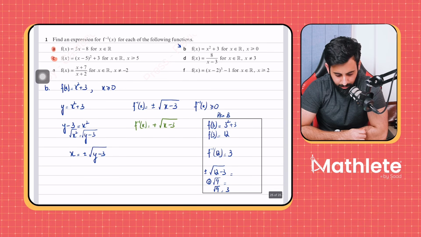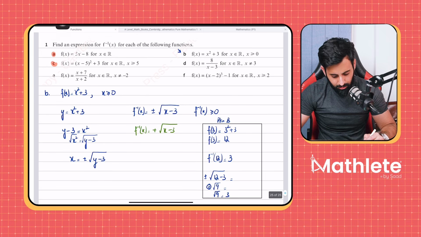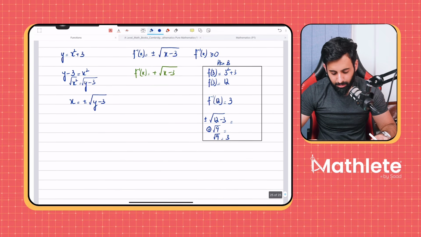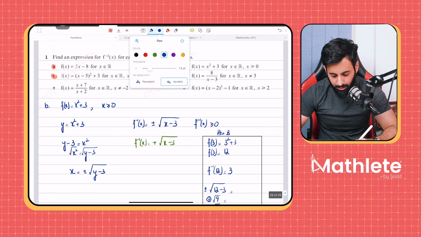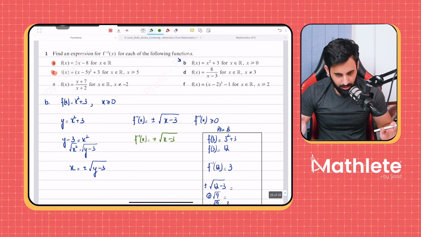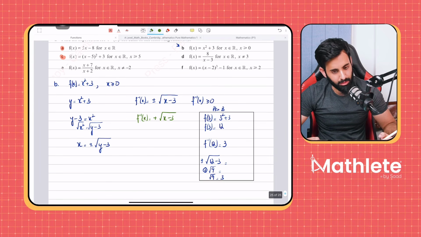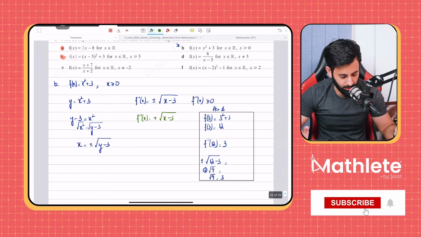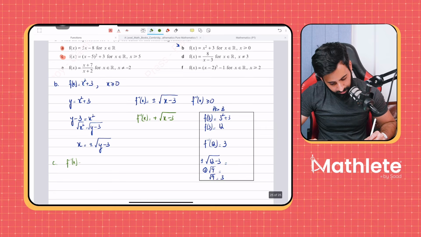Sir, I'm a bit confused about the C part, what sign are we going to use in the inverse? Yes. Okay, so you're wondering between plus and minus. First of all, nothing to worry about. If you ever find yourself confused whether you have to go with the plus sign or the minus sign, it's okay. No big deal. So can you tell me what the inverse function is with the plus and minus sign?